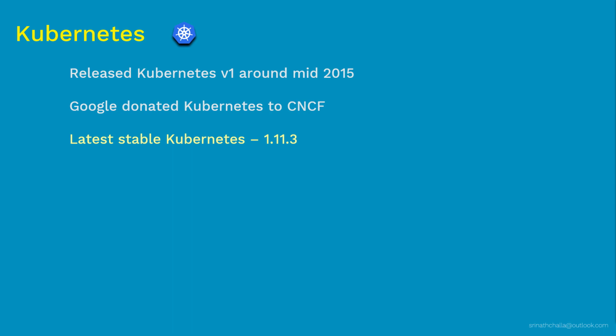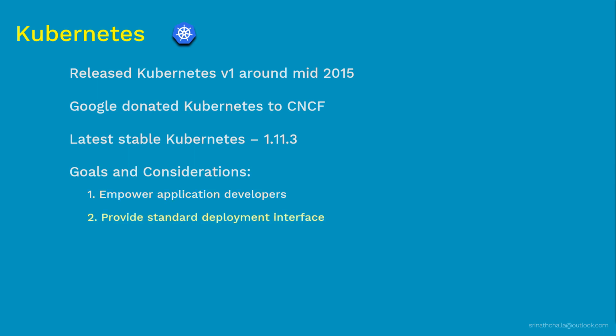So when they initially released Kubernetes, they had a few goals and considerations in mind. Let's see what they are. First, its goal is to empower application developers with a powerful tool like Kubernetes, so that they don't have to interact with the underlying infrastructure. Also, that reduces their dependency on the operations team. Next, to provide standard deployment interfaces and primitives for consistent app deployment. And the last one is, it is built with a modular API.